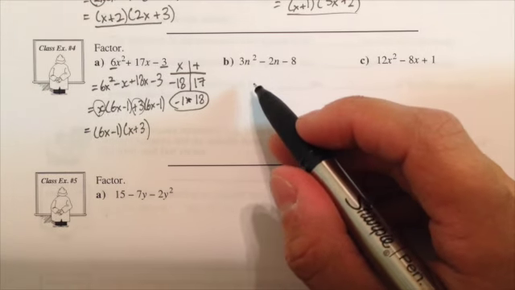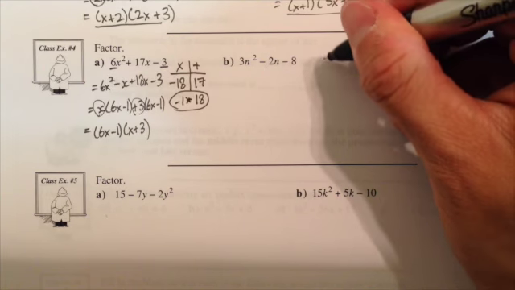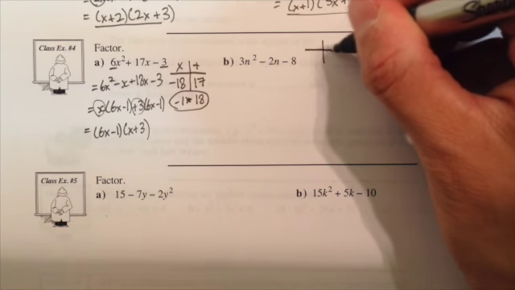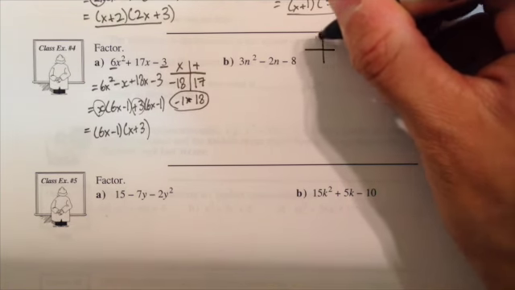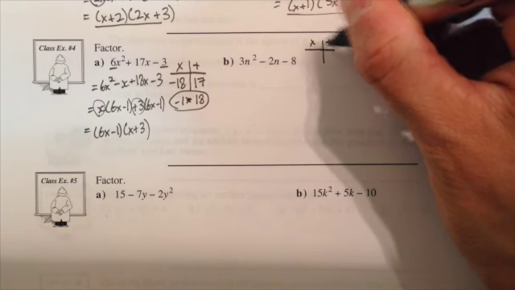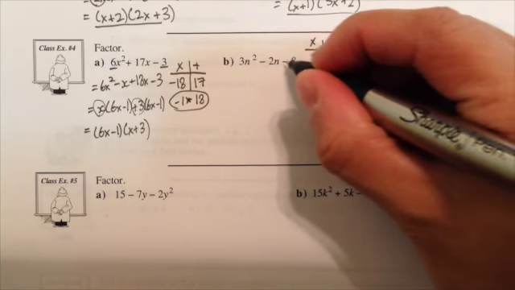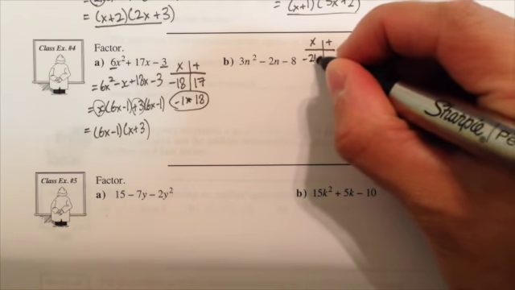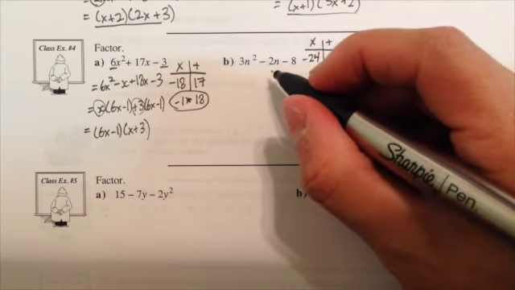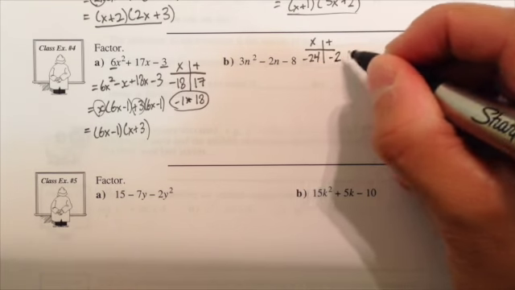Okay, my next one. Let's start off by doing this again. So what numbers are going to multiply to give me 3 times 8, 3 times negative 8, or negative 24, and are going to add to give me negative 2.